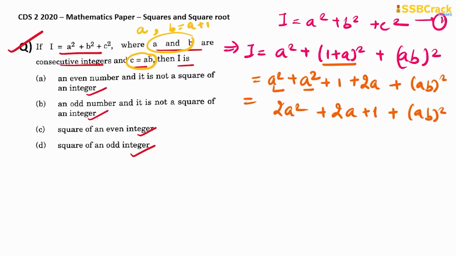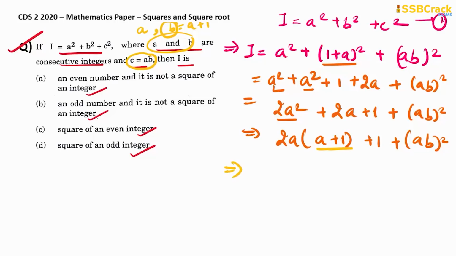Right? So now you can take 2a common. So it will be 2a into (a plus 1) plus 1 plus ab square, right? Now we can see that a plus 1 is equal to b itself. So we can rearrange this equation and it will become (a plus b) whole square plus 2a into (a plus 1), that is b, plus 1.